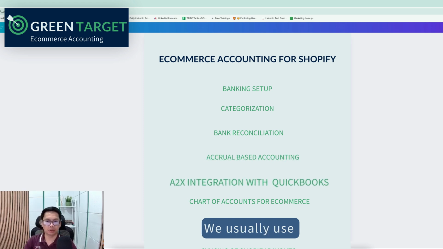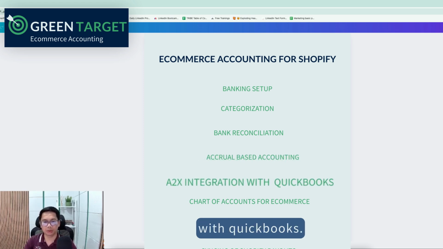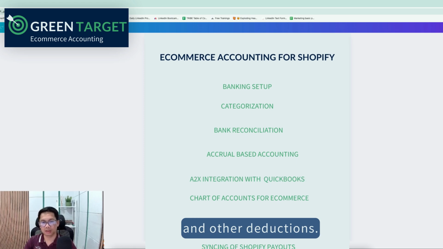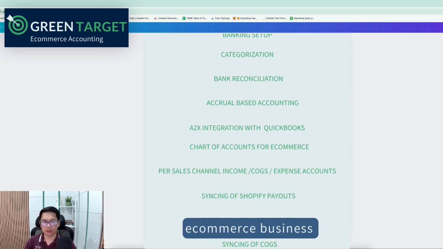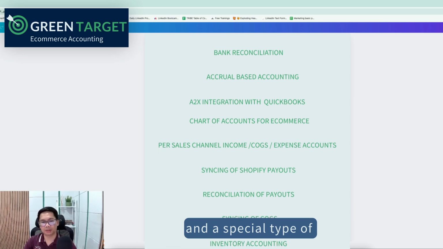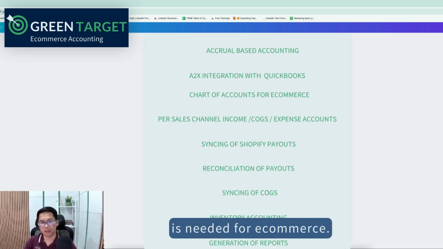And we usually use A2X integration with QuickBooks. A2X can sync the Shopify sales, payouts, the Shopify fees, Shopify cost of goods sold, and sales tax and other deductions. Chart of accounts for e-commerce. Shopify is an e-commerce business and a special type of chart of accounts is needed for e-commerce.